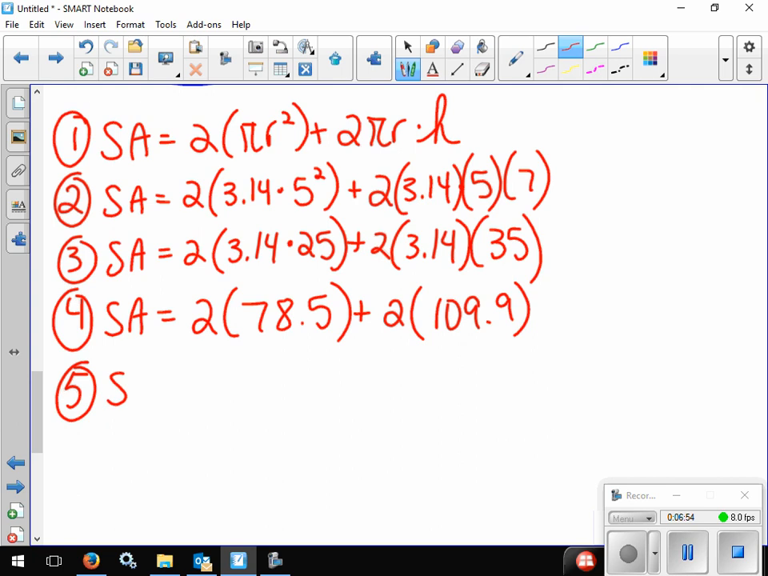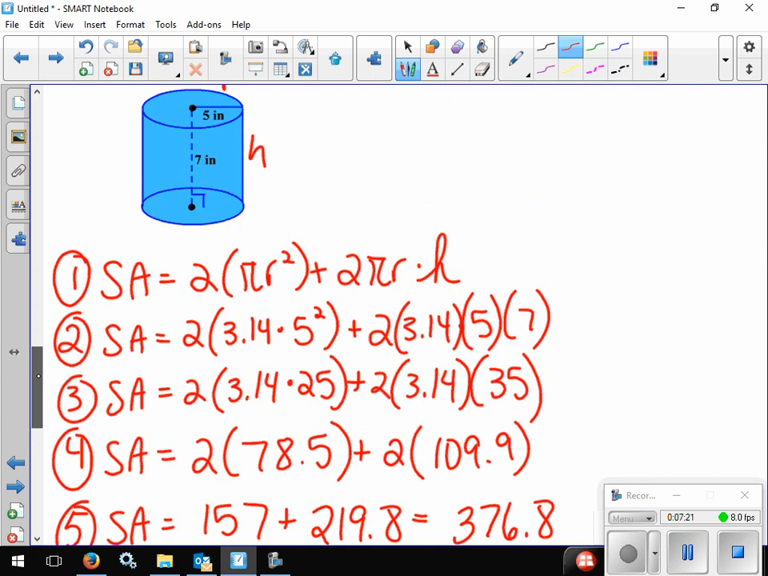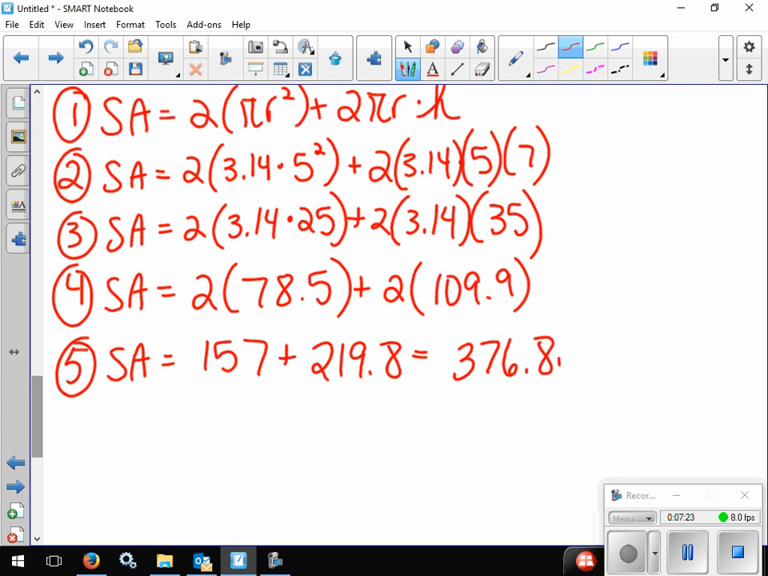Okay, step 5, surface area is 78.5 times 2, and you get 157 plus 109.9 times 2, and you get 219.8. Combine them, add them together, and you get 376.8. And the units are inches this time, inches squared. Again, a lot of these things I have done ahead of time to make the video faster, but just double check me.